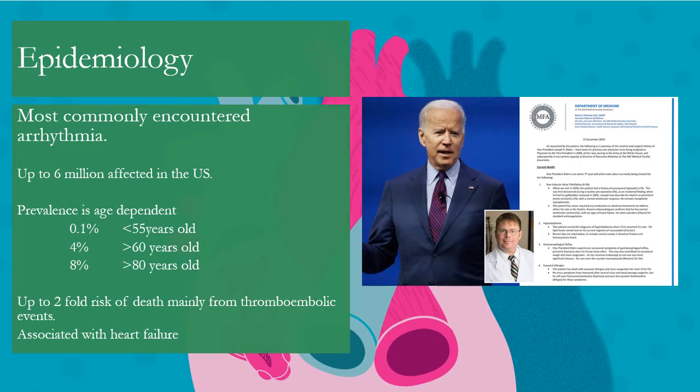But up to 6 million are affected in the United States, and a lot of it is prevalence. Prevalence is age dependent. A lot of that has to do with the fact that people have these valvular diseases later in life, and even if they have evidence of valvular disease earlier in life, the pathology doesn't tend to cause atrial fibrillation until later. If you're younger than 55 years old, you're probably not going to have it, but it shoots up to 4% after 60 years old, and doubles after that when you're older than 80. So it rises pretty rapidly.